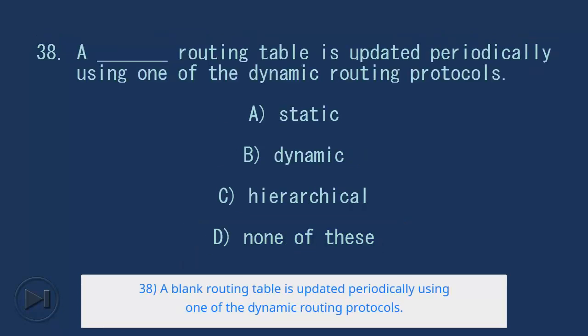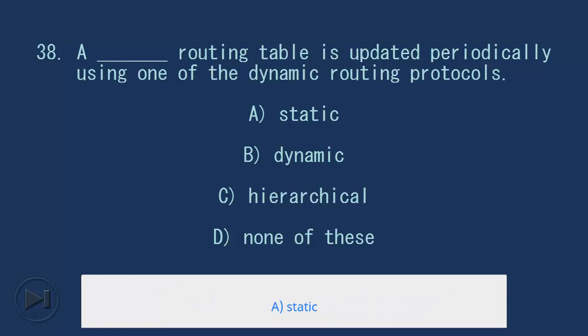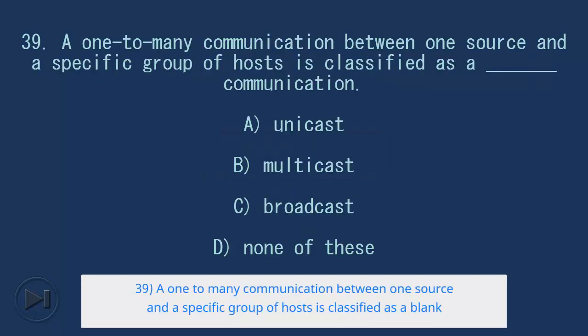38. A blank routing table is updated periodically using one of the dynamic routing protocols. A. Static. B. Dynamic. C. Hierarchical. D. None of these. Answer, B. Dynamic.